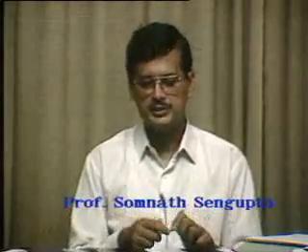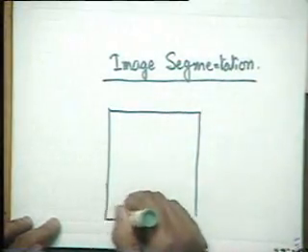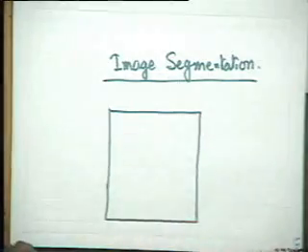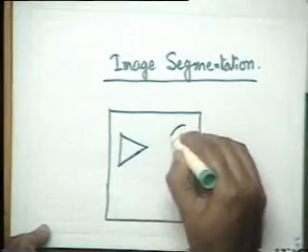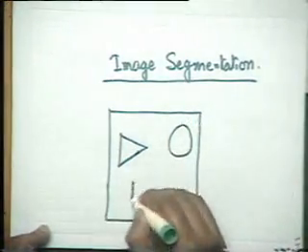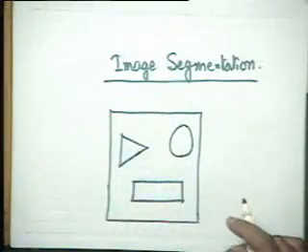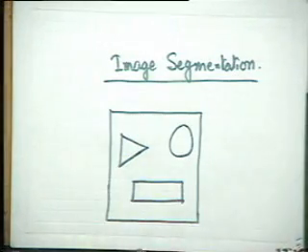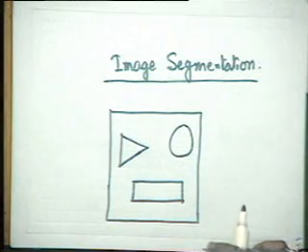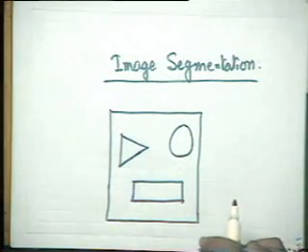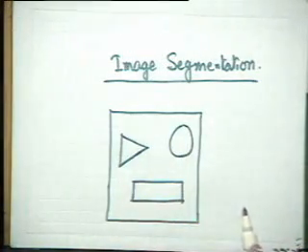Now, in an image usually what we find is that there are several objects present. Suppose this is an image, and there may be an object of this nature, another object of this nature, some other object of this nature, and there is also some background. Our task is to extract these objects properly. If the image is of good quality, then there is no difficulty in identifying all these three objects individually.